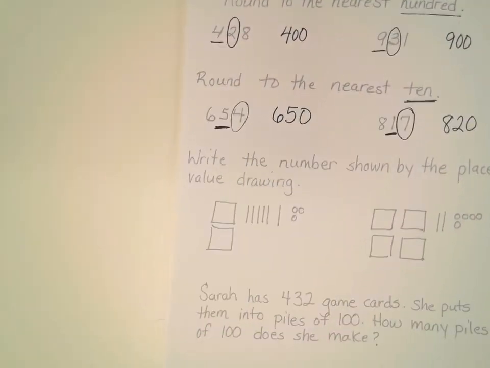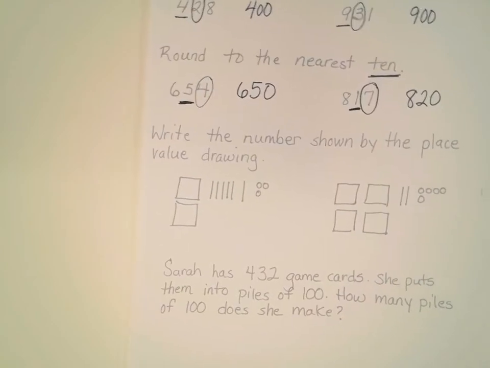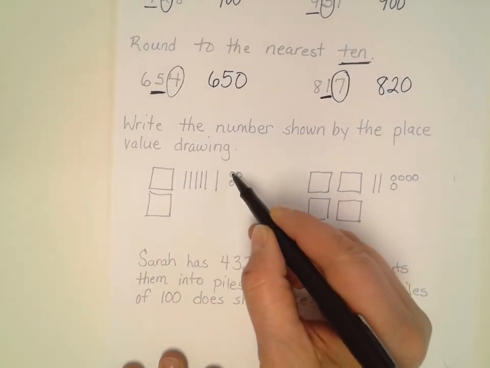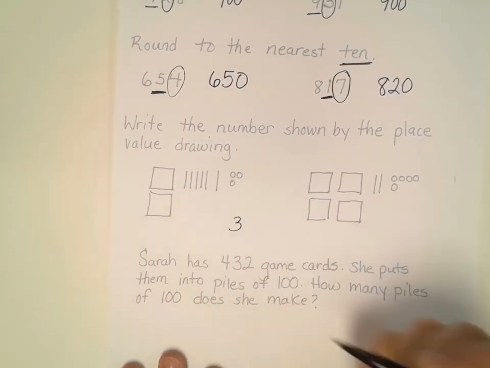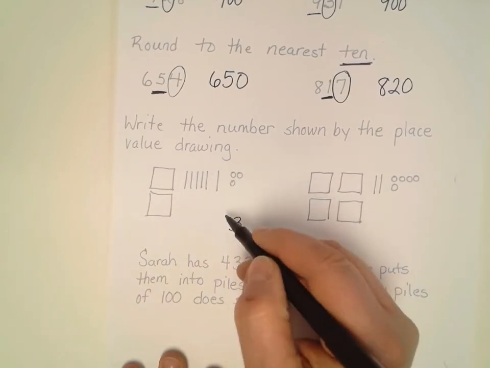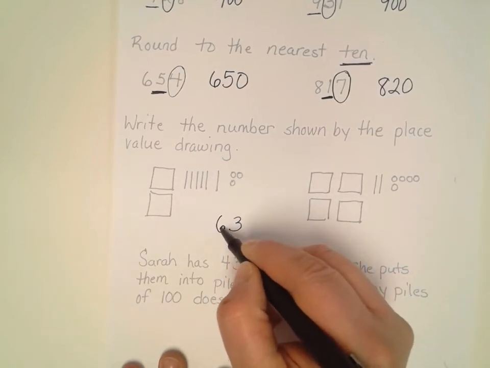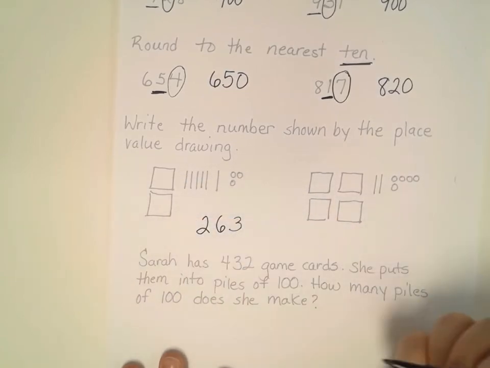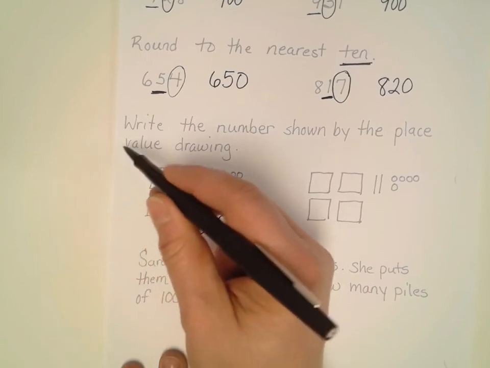All right, so then you're going to be asked to write the number shown by the place value drawing. We're going to start with the ones, 1, 2, 3. That's my ones place. And then I can see that there's 5, 6 of the tens place. These are the 10 sticks, and 2 hundreds. There are no thousands. Thousands would be that big, long one there.